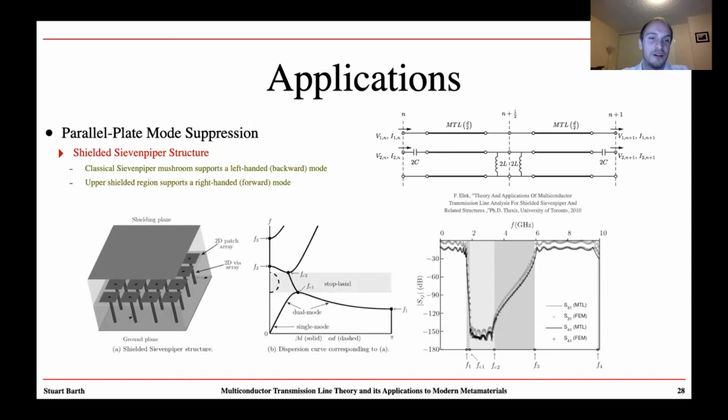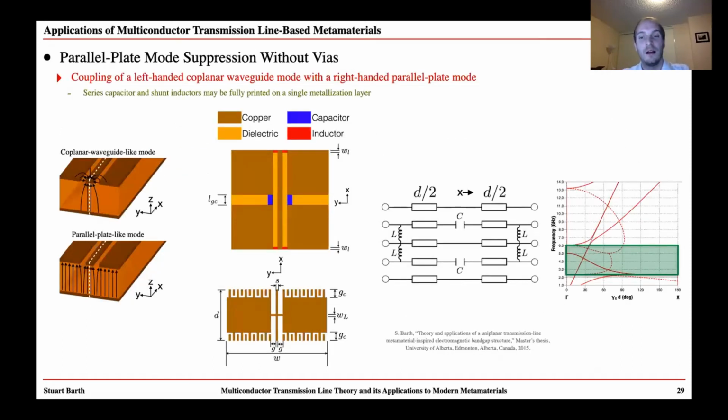And in this region, the parallel plate mode supported by that shield conductor is suppressed. So we know how to tune this. We know how to create this metamaterial in order to create this band gap structure to suppress these parallel plate modes. This idea was taken further to develop systems that could suppress parallel plate modes without the use of vias. This was the topic of, one of the topics of my master's thesis.